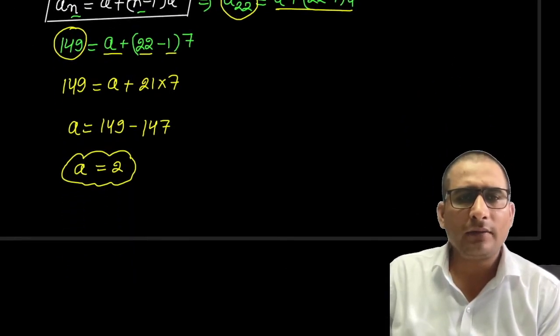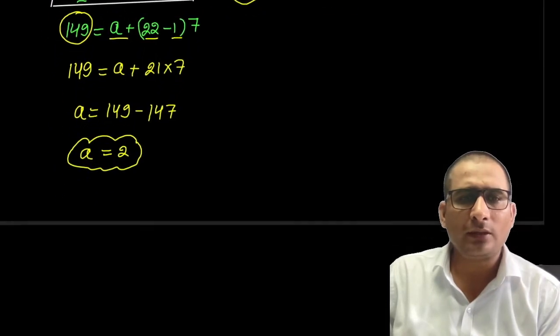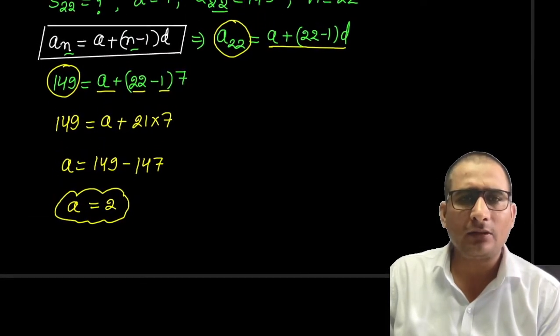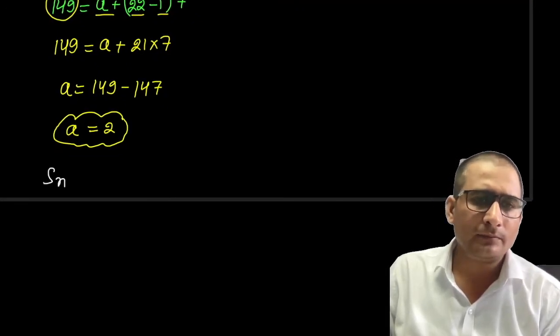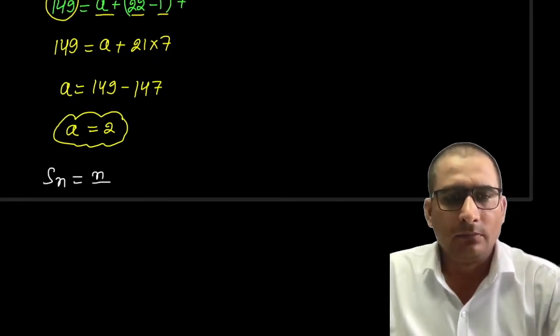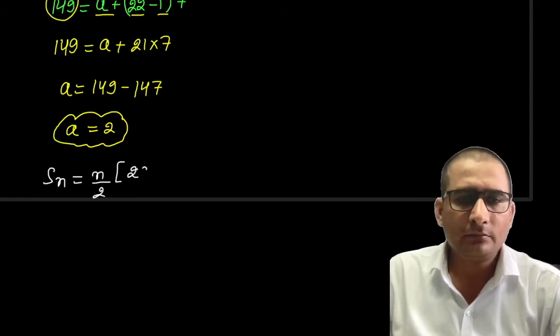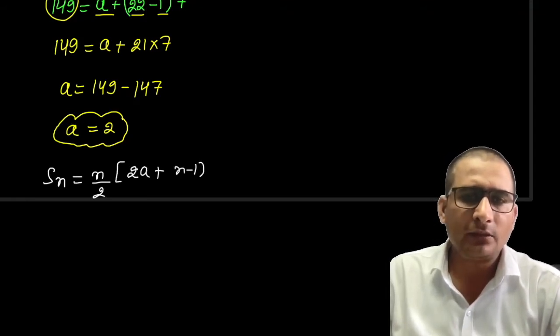And we need to find out the value of S22. S22 भी हमें find करना है. So now let us find out the value of S22. Apply the formula. Sn is equal to n by 2, 2a plus n minus 1 into d.